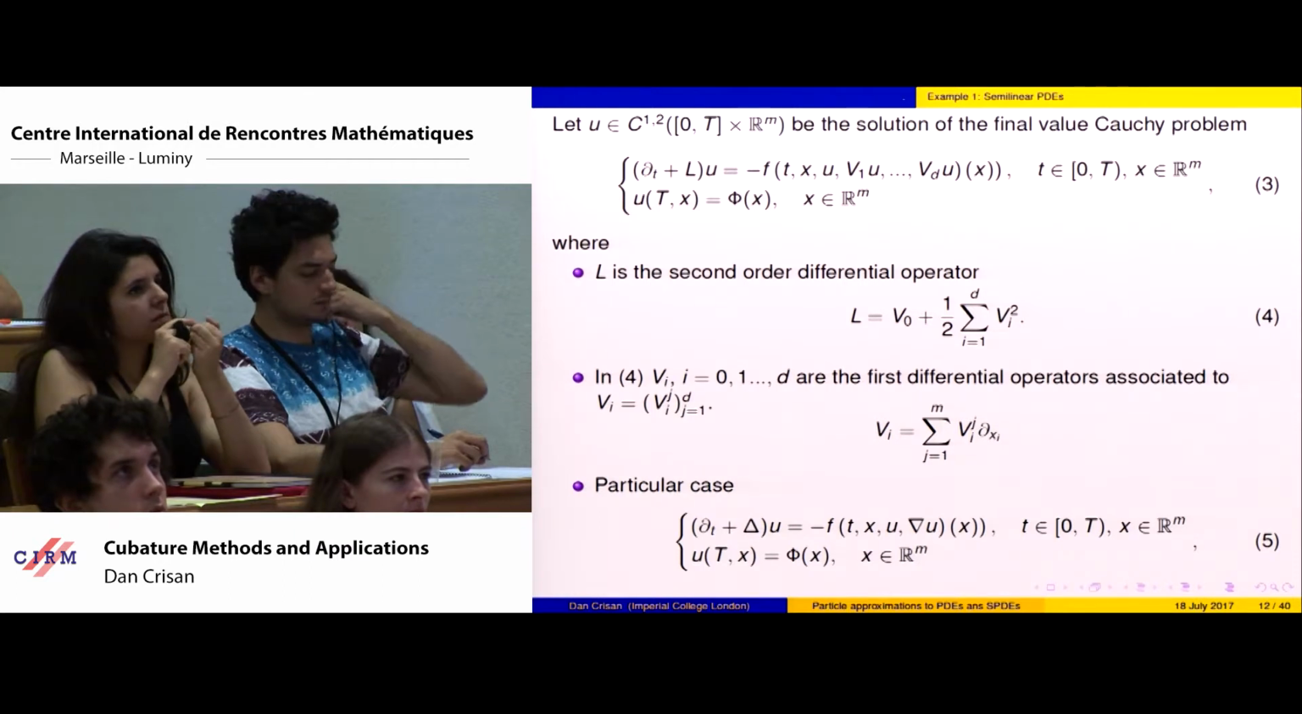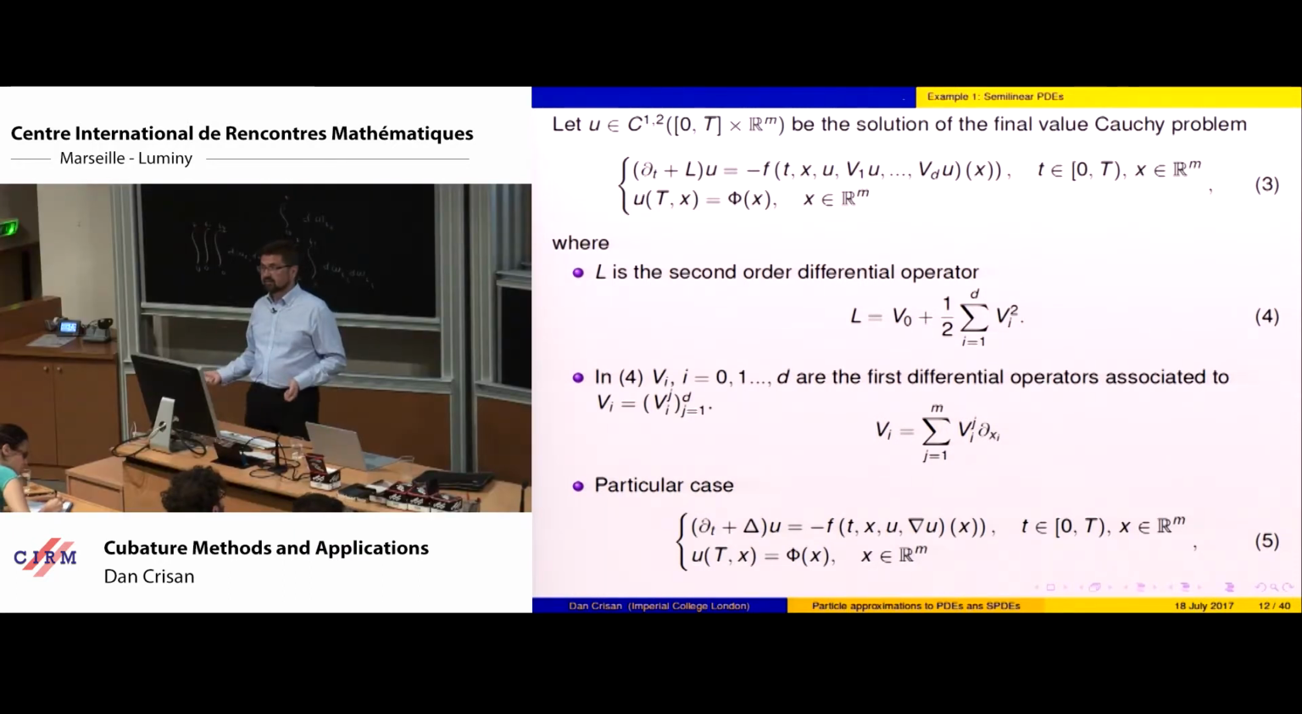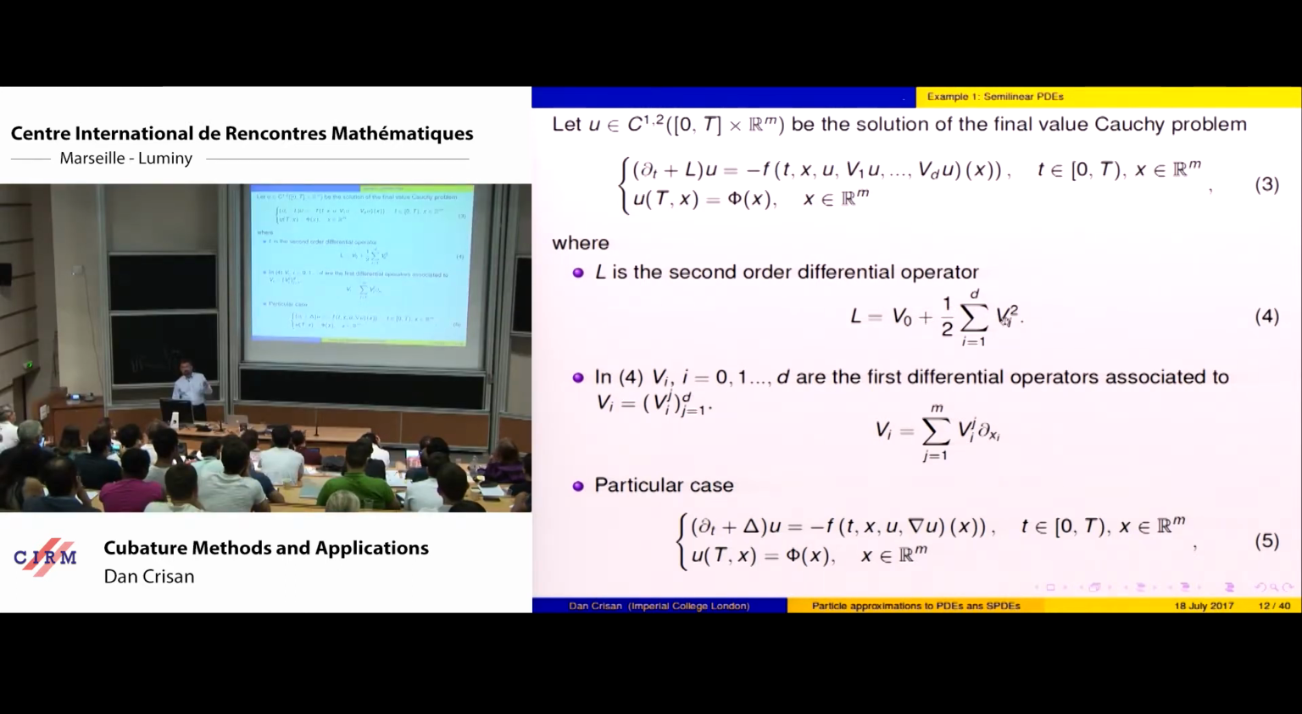Okay, so example number one, semilinear PDEs. We'll look at a semilinear PDE that looks like this. It has the final condition, which is phi. I have here a second order differential operator, which is written like this. These V_i here are first order differential operators, so I'm writing them in this format. So I have a first order differential operator here, and then I add to this a sum. Here I have a first order differential operator applied twice.